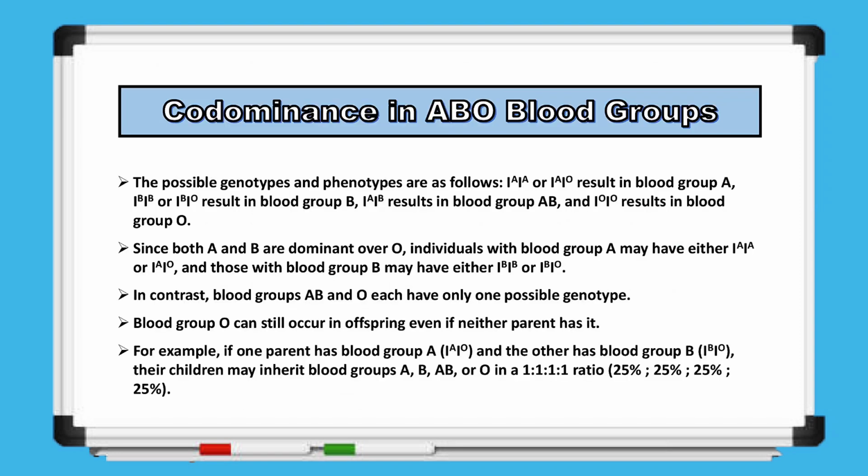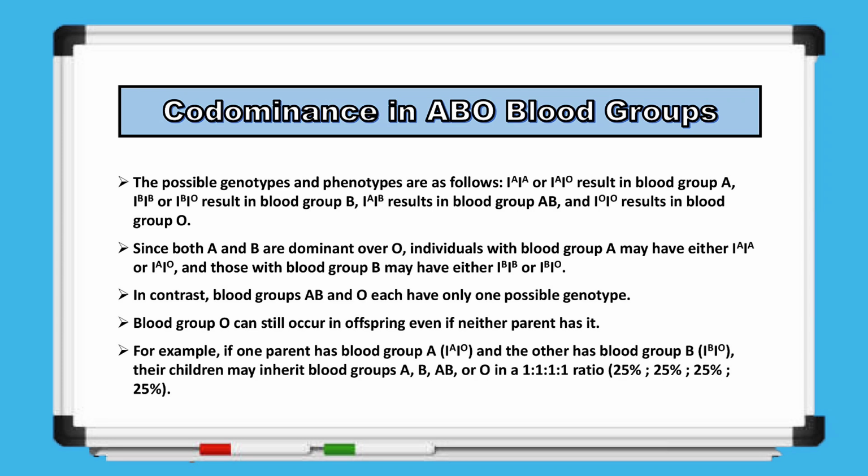The possible genotypes and phenotypes in the ABO blood group system can be explained clearly. Individuals with blood group A can have the genotype IA IA, or IA small i, while individuals with blood group B can have IB IB, or IB small i. Blood group AB has the genotype IA IB, and blood group O has the genotype small i small i. Since IA and IB are dominant over small i, a person with blood group A may have either IA IA or IA small i, and a person with blood group B may have either IB IB or IB small i.